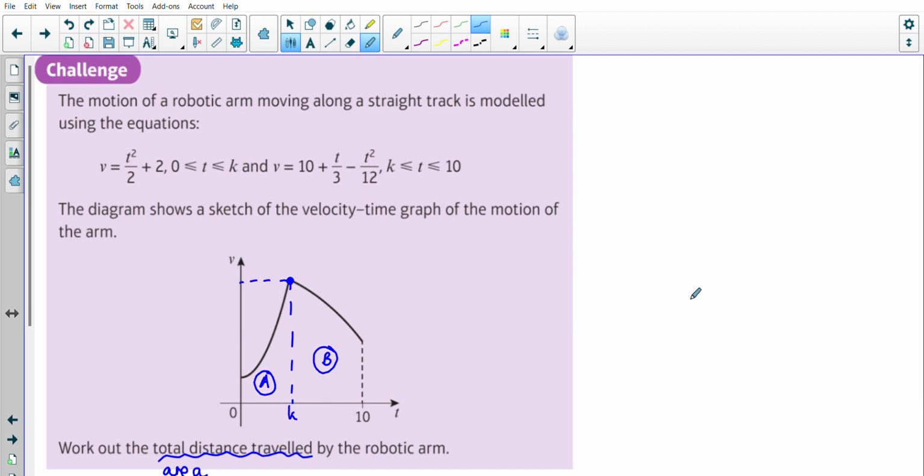So if I can solve simultaneously, I could make them equal to each other because they're both equal to v, and then solve. I'm only interested in the t value, I'm not interested in the v value. So I'm going to partially solve simultaneously. So I will do the steps. I'm going to find k first, and as I'd said, we can make them equal to each other.